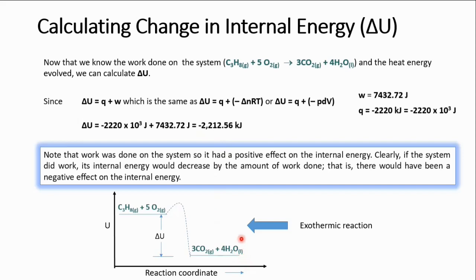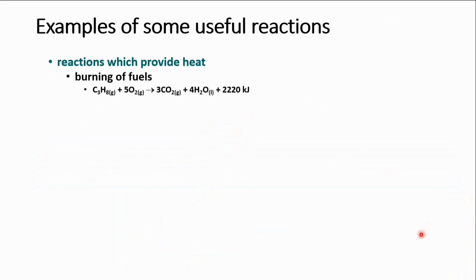And this is the energy profile diagram. The internal energy of the products is lower than the internal energy of the reactants, such that when you say final minus initial, you end up with a negative value. Now, there are a number of useful examples of reactions that can do work that we make use of. Some of them produce heat energy that we also make use of.